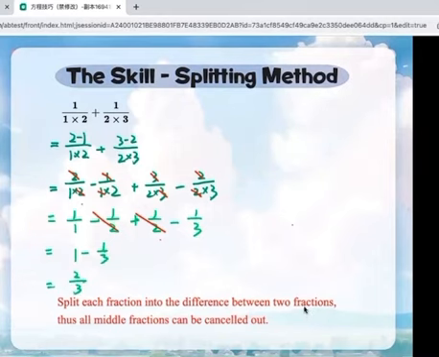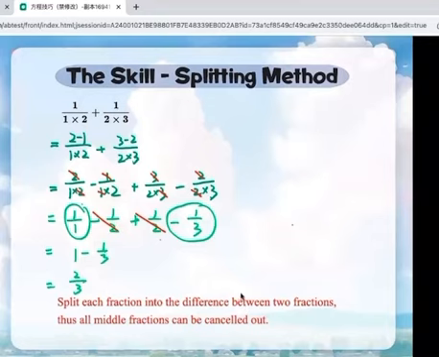Okay. So everyone can see, with the splitting method, when you split every single fraction into the difference between two fractions, in the end, all the middle parts can be canceled out, right? So we only have the first one left and the last one left. And then the calculation will be much easier because you don't have to calculate all the middle part. Only the first fraction and the last fraction should be calculated, right?